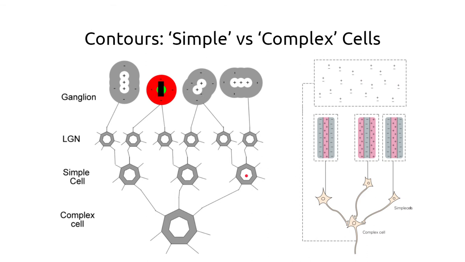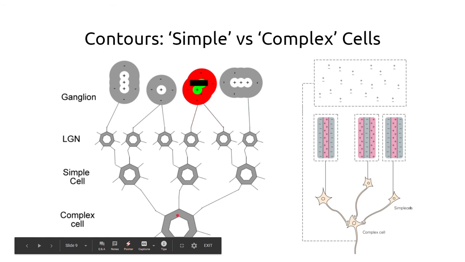But then we might have more complex cells, and yes, that is the terminology: simple cells and complex cells. The more complex cells might take input from multiples of these. So this complex cell, for instance, is firing if I have a vertical line or a horizontal line or an angled line. Any of those would be sufficient for this one to fire.